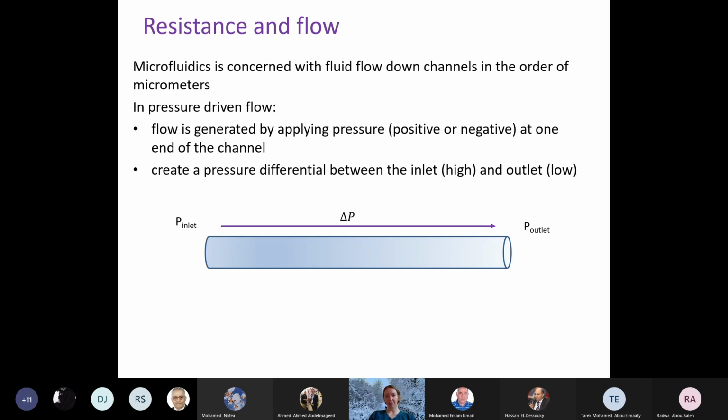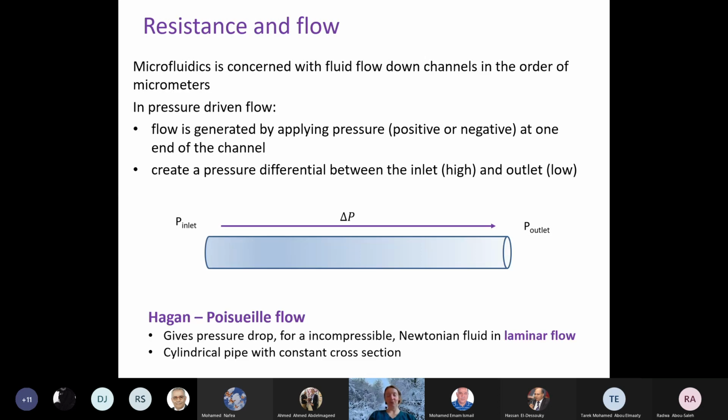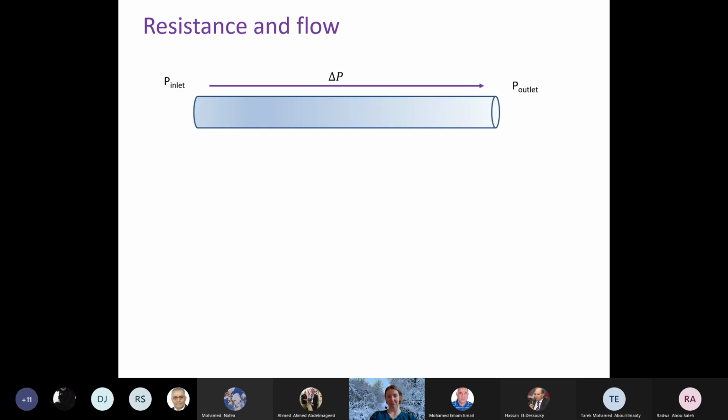But we have to consider various things when we're designing these microfluidic devices. And one of those things, just taking a step back, this is usually described by the Hagen-Poiseuille flow. And you can calculate pressure drops for an incompressible fluid or a Newtonian fluid in a laminar flow regime. And this is only if it's across a constant cross section.